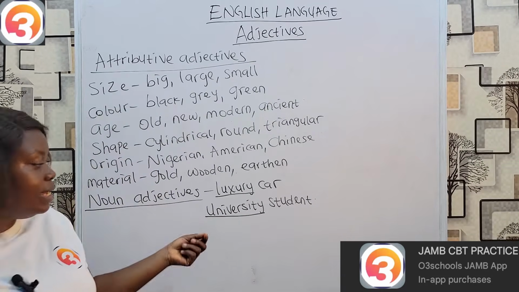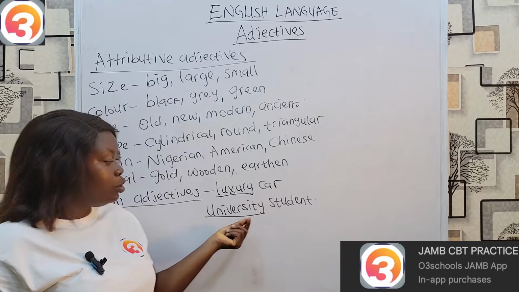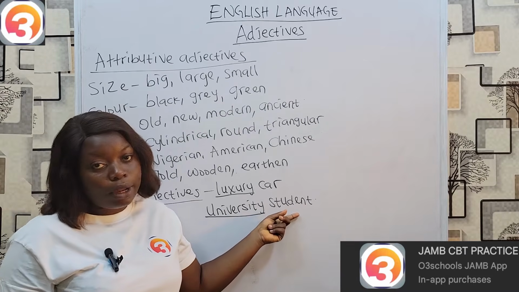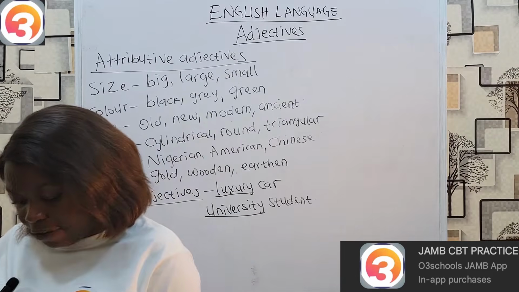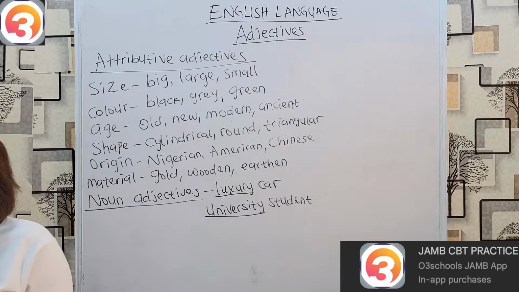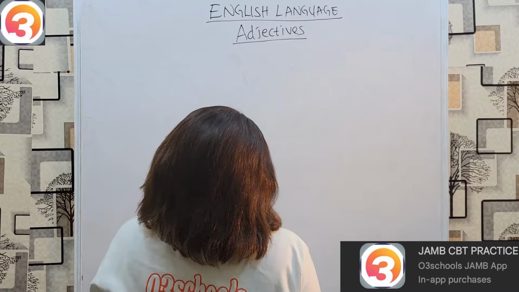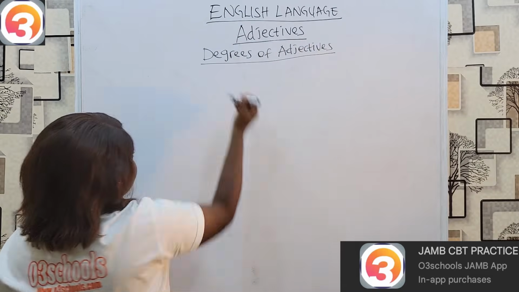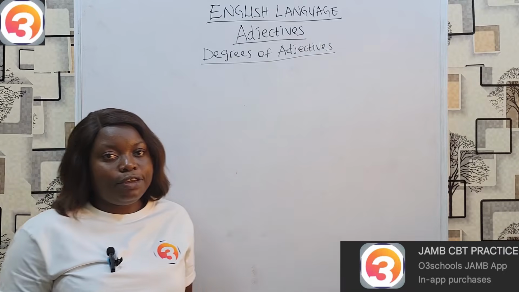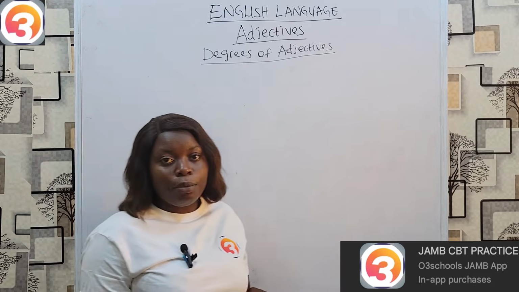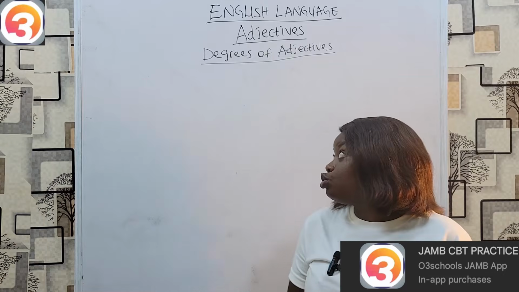These are situations where nouns act as adjectives, because this word university here is telling us more about the student. So these are types of adjectives that we have. We'll quickly look through degrees of adjectives. There are 3 degrees of adjectives. We have the positive, which is the common form, then comparative and superlative.